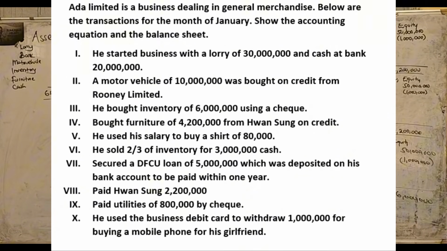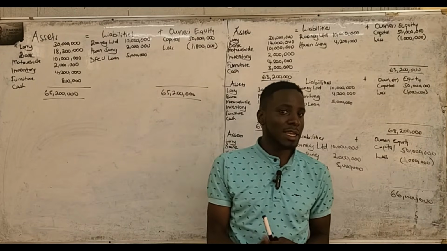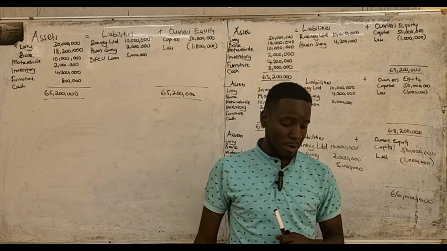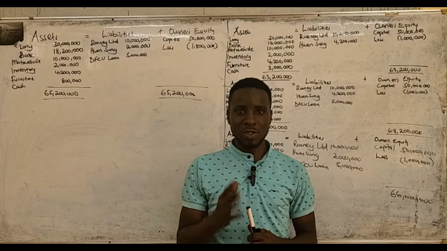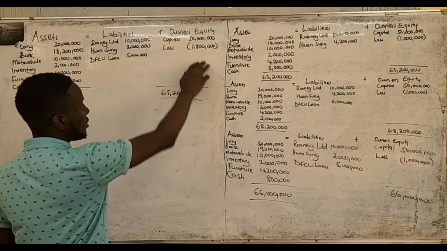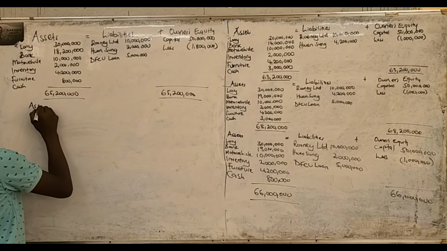Now, when they say debit card, of course, it means that we are getting money from the bank. And so that means our money in the bank is being affected. Therefore, our money here is going to reduce by 1 million. And now, the other side, those are drawings. Remember, I told you that drawings, we are taking money out of the business for personal use. Now, this individual is taking out money from the business to buy a mobile phone for his girlfriend. So that qualifies to be a drawing. Since it's a drawing, all drawings reduce our equity. So that's it. Let's construct our equation.